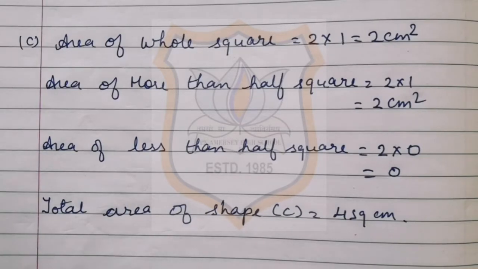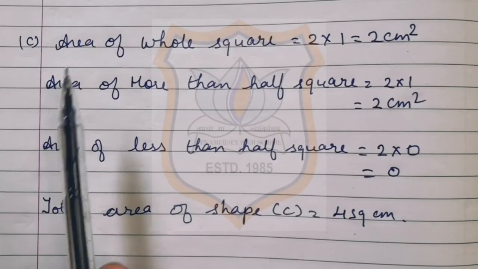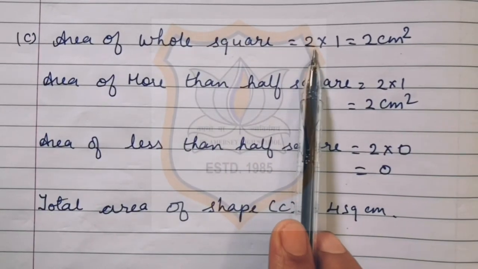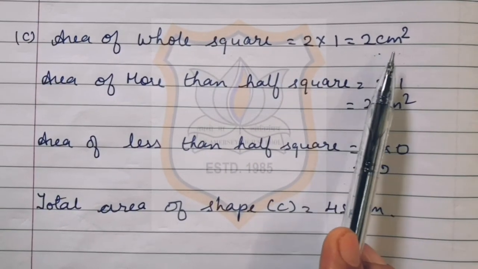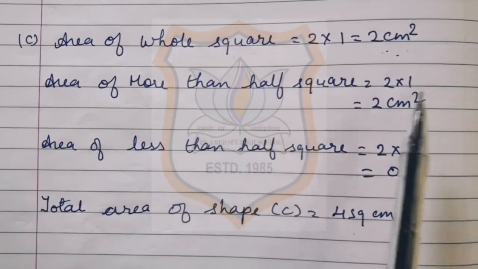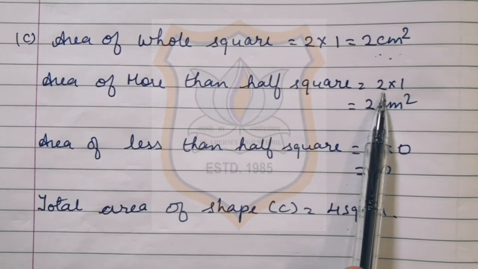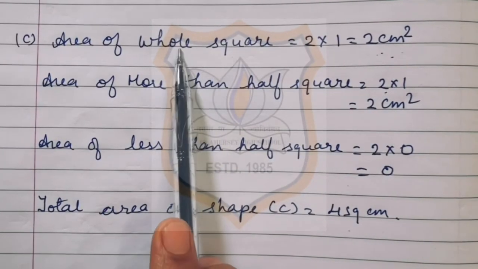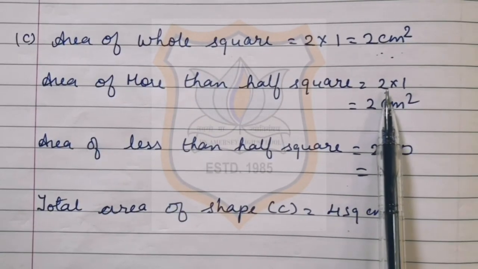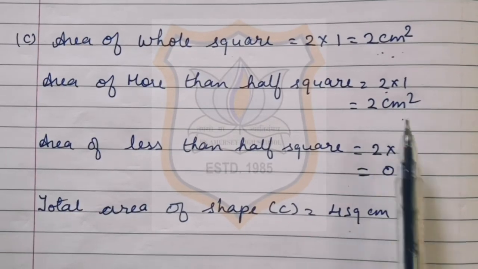Now we will calculate the total area of shape C. Area of whole square. There were 2 whole squares. So we multiply 2 by 1. We will get 2 centimeter square. Next, area of more than half square. There were 2 more than half squares. As I've explained you earlier, we have to consider more than half squares as whole square. So we will multiply 1 here. So by multiplying 2 by 1 we get 2 centimeter square.